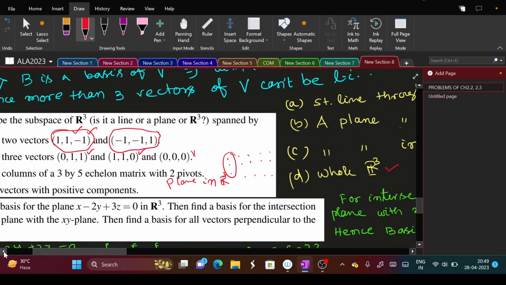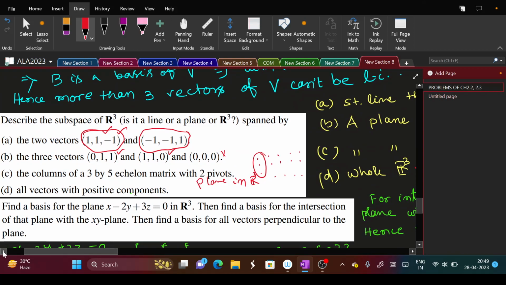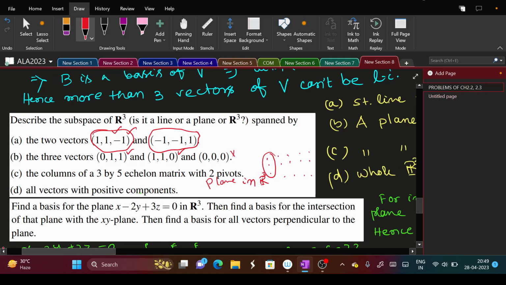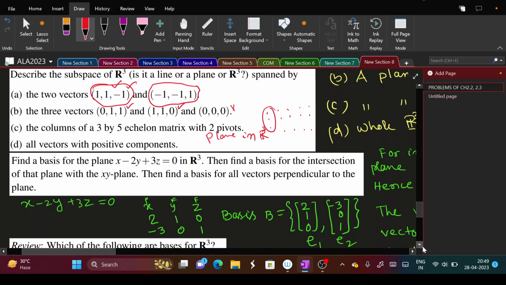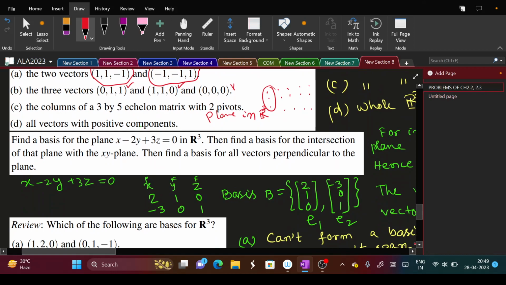Next question is, find a basis for this. Here x is the pivot, y and z are free. We have to allocate likewise. Here this is the equation, y and z are free. I have substituted 1 for y, 0 for z, then again 0 for y, 1 for z. We obtain the corresponding values of x.